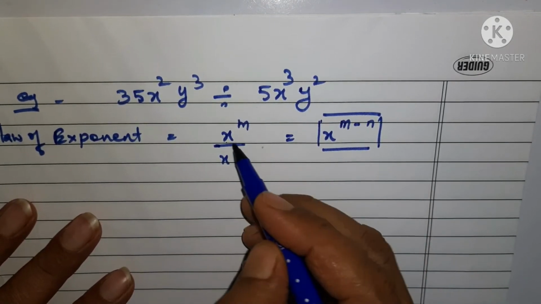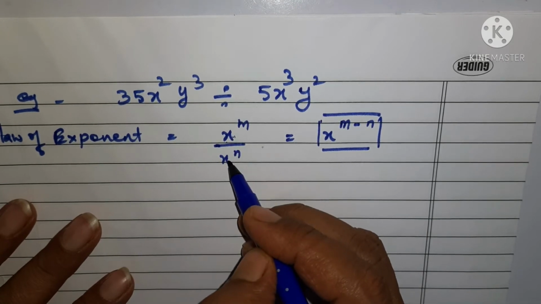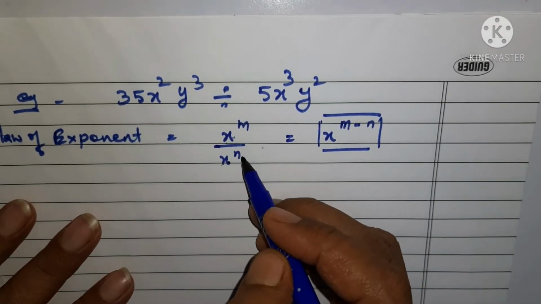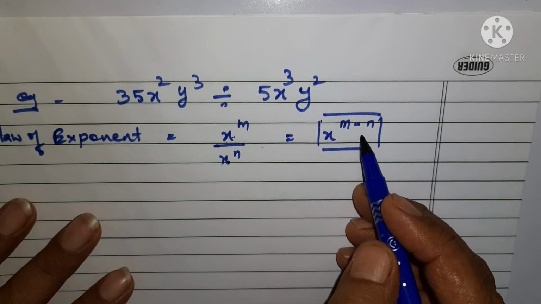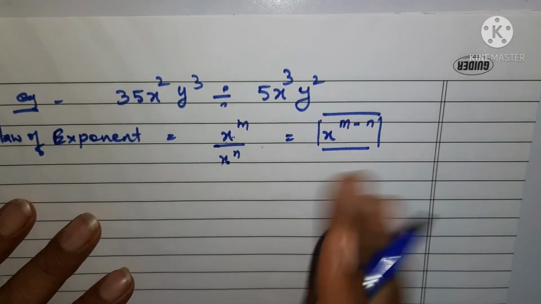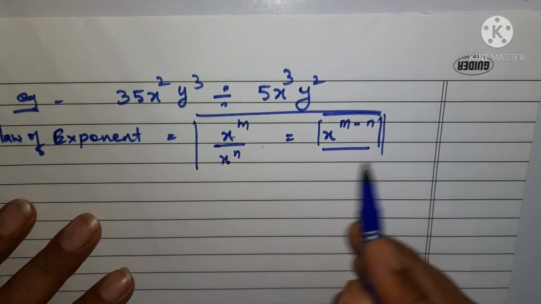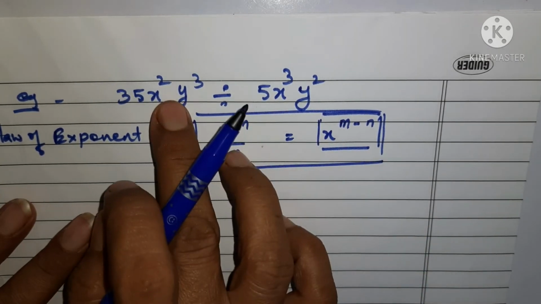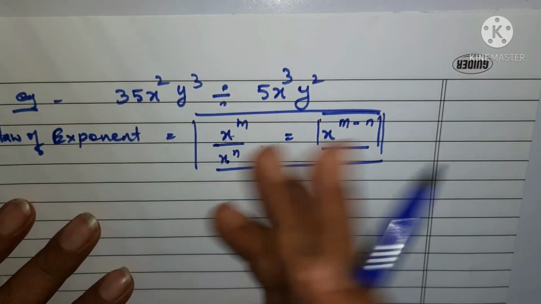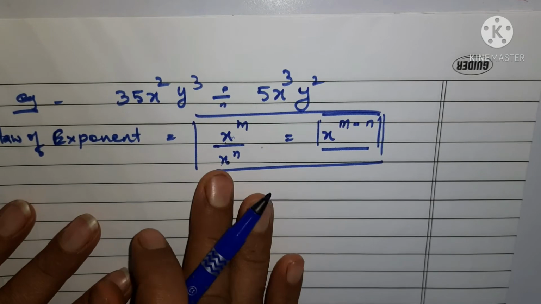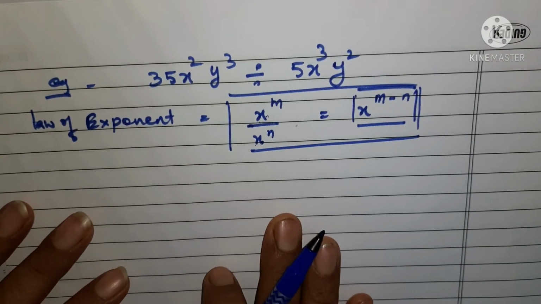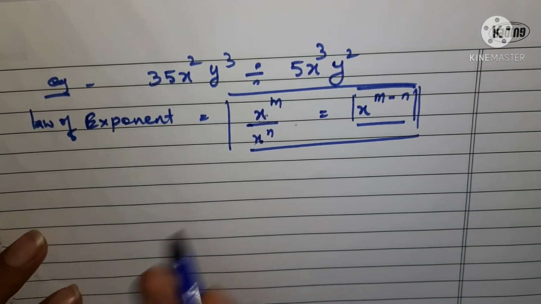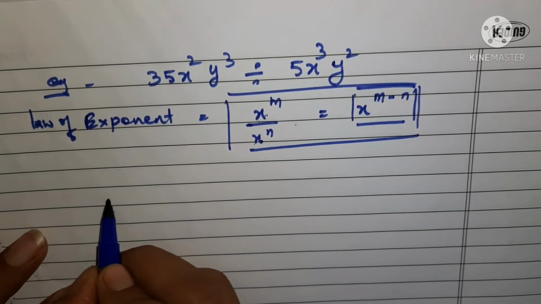ओके जब भी हमारे पास सेम वेरिएबल्स होते हैं, सेम बेसिस होते हैं, तो हम उनके पावर्स को सब्ट्रैक्ट कर देते हैं. Okay, this is the rule, this is the law of exponent which is going to be used here, which I am going to show you. In a more easier way, you will come to know how to solve division of monomial by a monomial. So we can use this one and we can solve it.